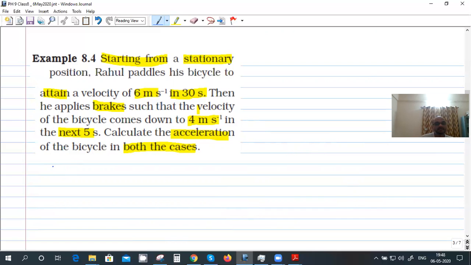Okay, first is stationary, right? Starting from rest, so I'll put U equal to zero, because U stands for initial velocity. And then he's attaining a speed of 6 meters per second, and the time taken is 30 seconds. Okay, after that he's applying brake, and the velocity is decreasing to 4 meters per second. And this takes 5 seconds, this duration.